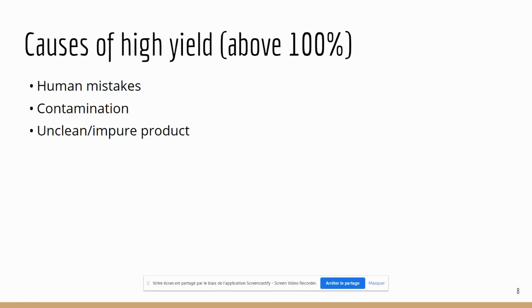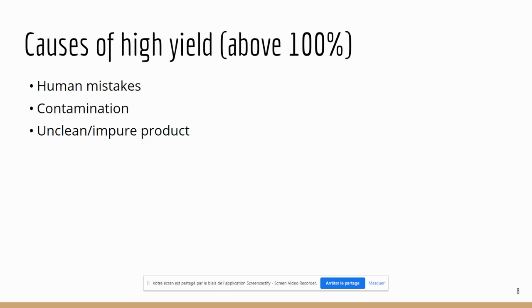So if you get a low yield, it's really not too big of a deal, usually in the context of a high school chemistry lab. In the context of an industrial lab, that'd be a little bit different. But a low yield is not the end of the world. A high yield is also not the end of the world, but it's a lot worse.